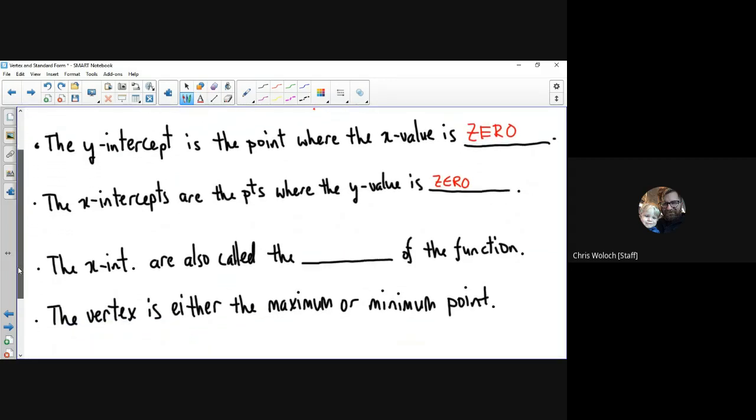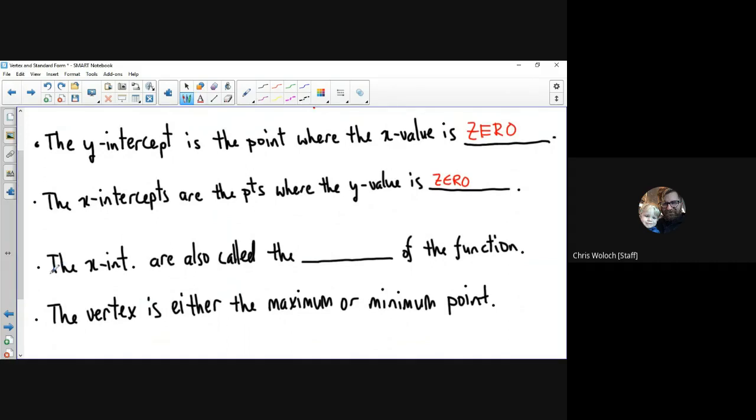Again, none of this should be new. The x-intercepts are also called zeros. You may have heard them also called the roots. So when we refer to x-intercepts, generally I'll call them the zeros, or maybe the roots.